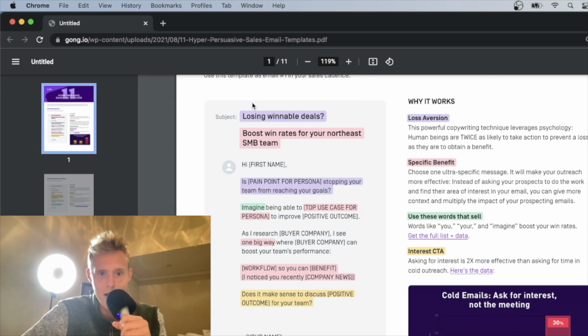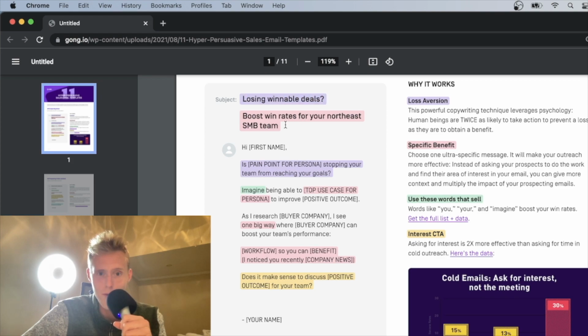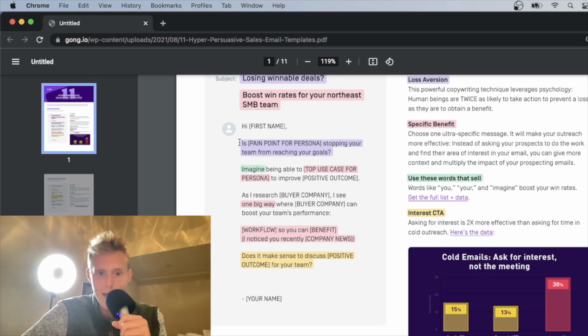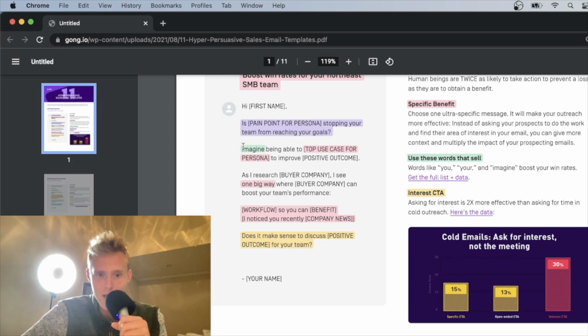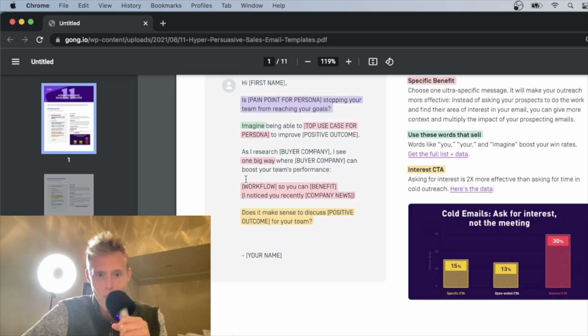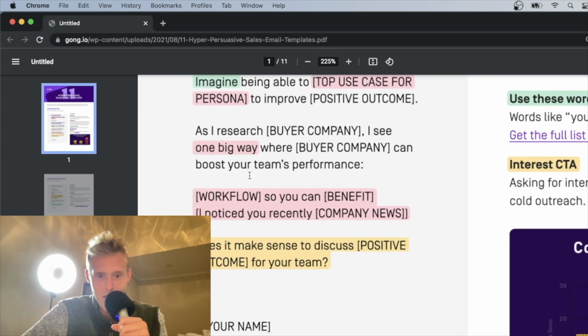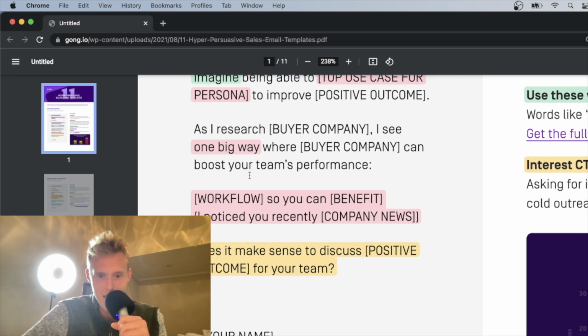So starting right here, I'm seeing the subject line. It looks like there are 2 different subject lines actually, so you could play into loss aversion or a specific benefit. You're going to have to pick and choose what you like most. Hi first name, is pain point for XYZ persona stopping your team from reaching your goals? Imagine being able to top use case for persona to improve positive outcome. We'll break this down in a moment. As I research Tesla, XYZ company, I see one big way where Tesla can boost your team's performance. Oh, buyer company, okay. Workflow, so you can benefit. I noticed you recently company news. Does this make sense to discuss positive outcome for your team?